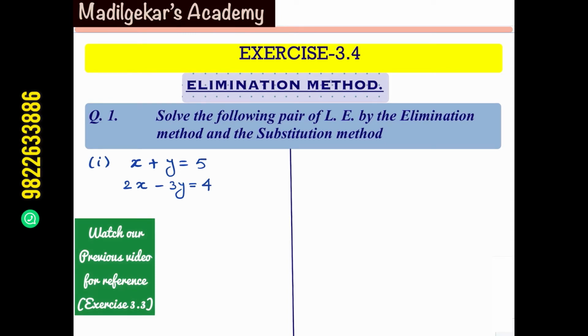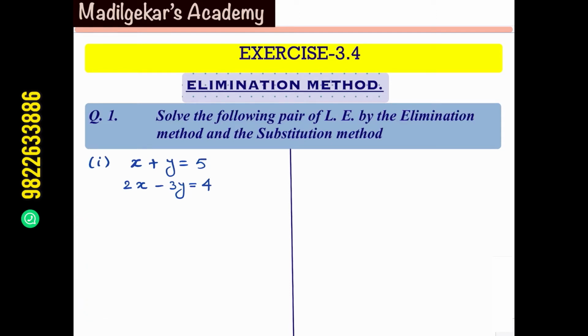Today we are studying the fourth exercise of pair of linear equations in two variables, which is based on the elimination method. In the elimination method, what we have to do exactly is make the coefficient of any variable the same, and in the next step decide whether to add or subtract. It's a very simple method.